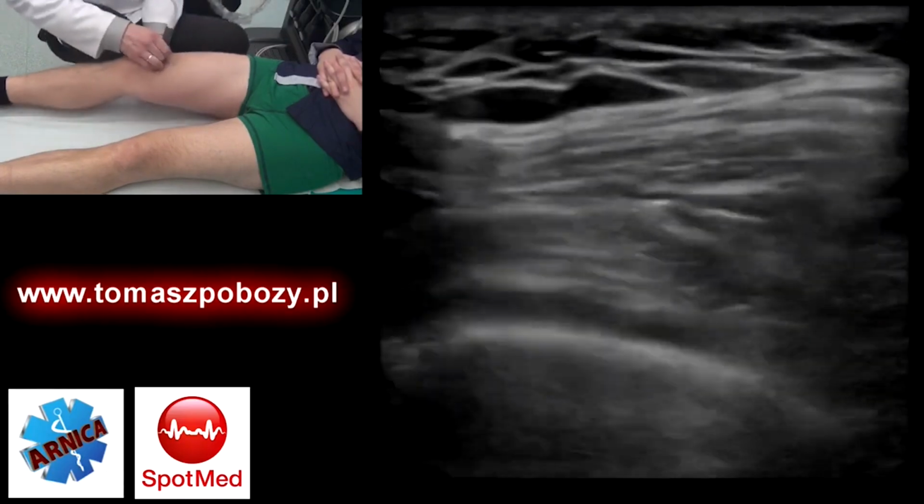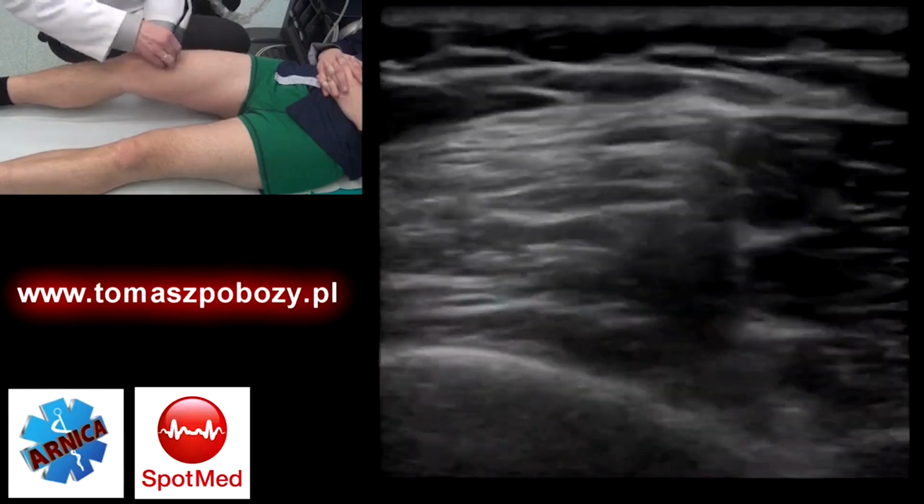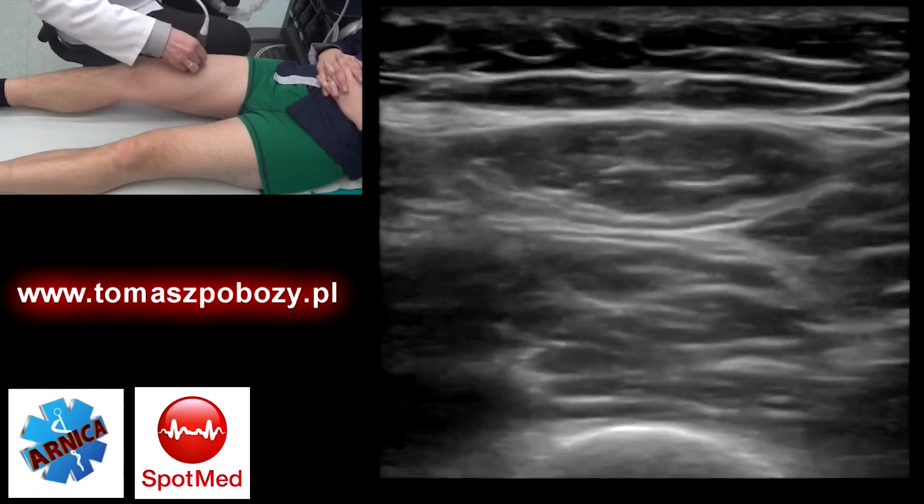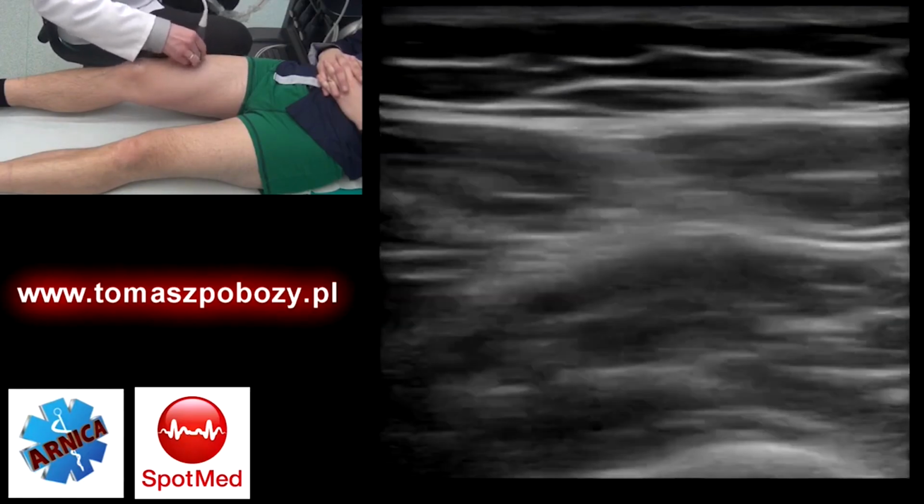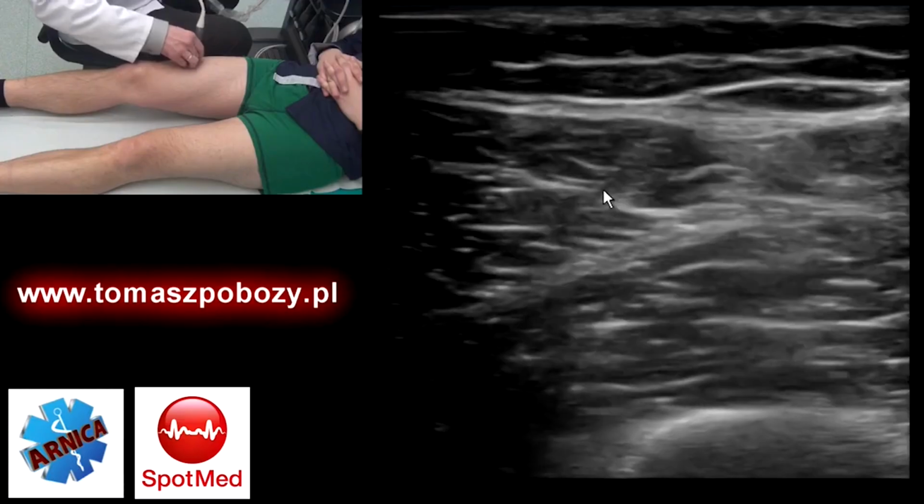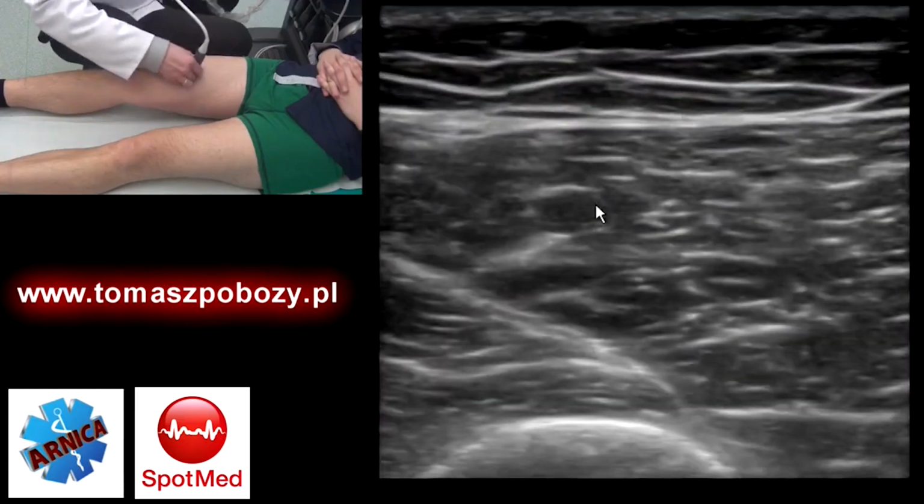Moving the probe proximally gives a transverse view of the quadriceps muscle, the rectus femoris and vastus intermedius. Sliding the probe laterally reveals the vastus lateralis and medially the vastus medialis.